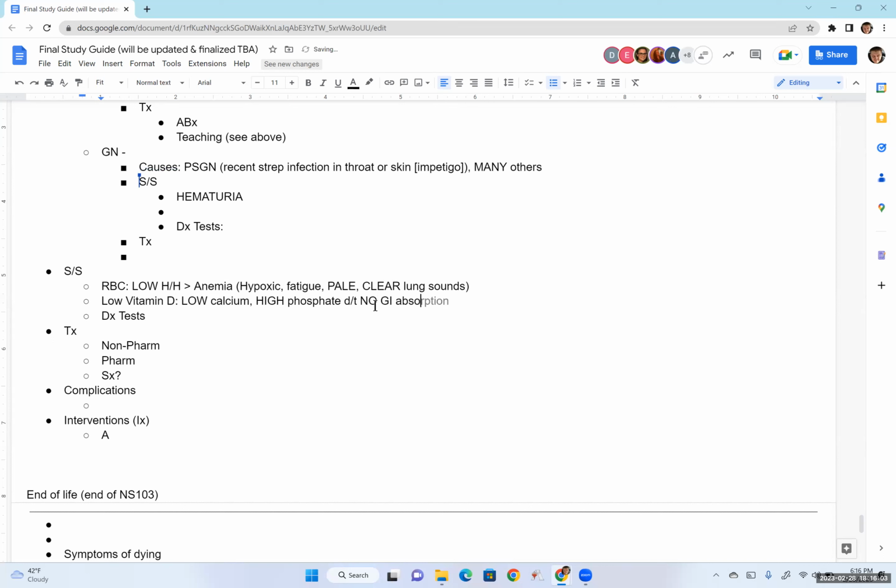No GI absorption, right? Of calcium phosphate. So if you're not absorbing calcium phosphate, why isn't the phosphate also low? Calcium binds to phosphorus, so that means the calcium and phosphorus should both go down. So why is the phosphorus high? Food can do it, but not all the calcium and phosphorus you eat from your food is going to be absorbed because you don't have vitamin D.